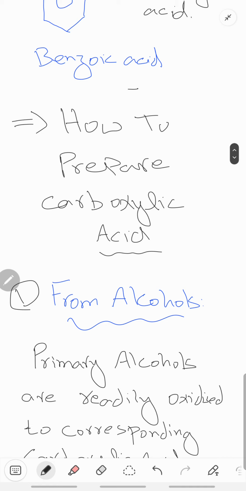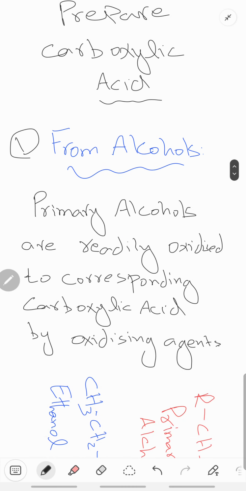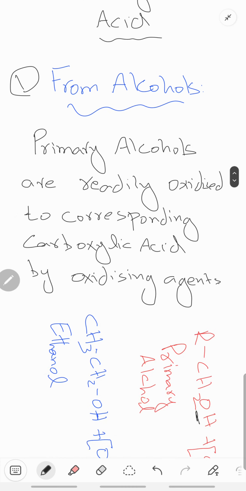Then how to get a carboxylic acid? The first method is from alcohols. Primary alcohols are readily oxidized to the corresponding aldehydes, and aldehydes are readily oxidized to the corresponding carboxylic acids by oxidizing agents. One of those oxidizing agents is potassium dichromate in an acidic medium.